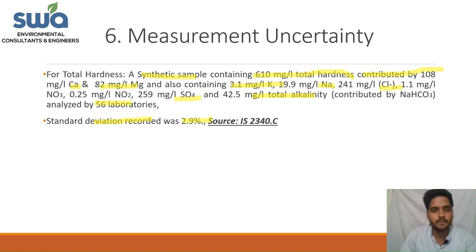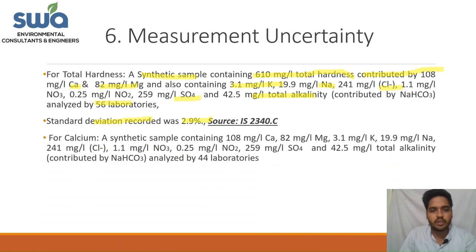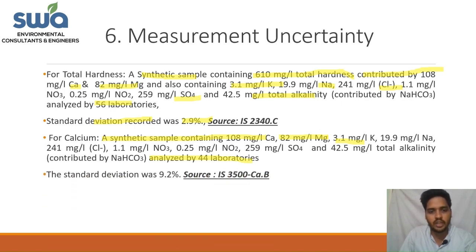was 2.9%. And for calcium, the same synthetic sample which was containing 108 milligram per liter of calcium and 82 milligram per liter of magnesium, other content was same, and this was analyzed by 44 different laboratories. So the standard deviation recorded for calcium was 9.2%. The source of total hardness is IS 2340C, and the source of calcium measurement uncertainty is IS 3500 calcium B.